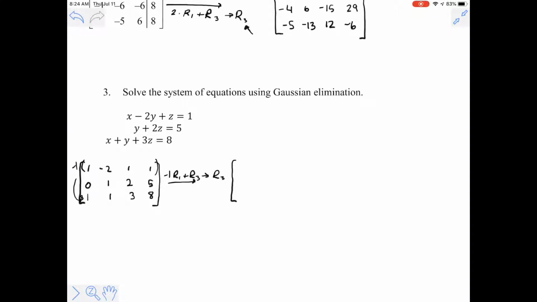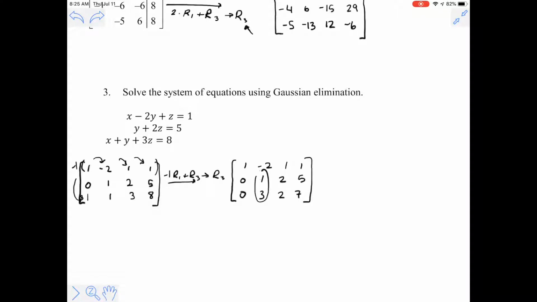So everything in row 1 is going to be multiplied by negative 1, and I'm going to combine that with row 3. So I'm going to get 0, 3. So right here we're going to get a 2 plus 1. Here we're going to get negative 1 plus 3, which is 2. And here we're going to get negative 1 plus 8, which is 7. So we've got 1, 0, 0 there, which we want.